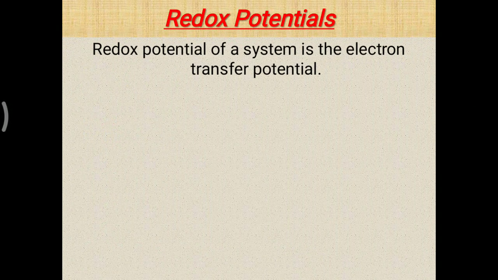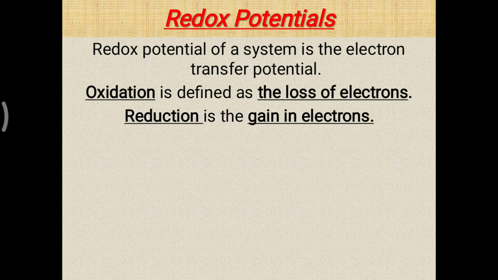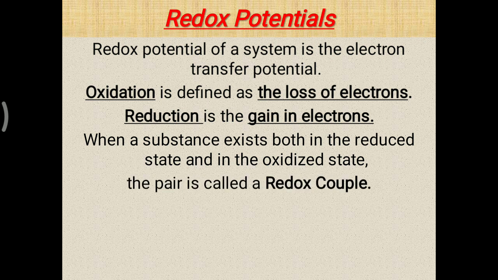Redox potential of a system is the electron transfer potential. Further, oxidation is defined as the loss of electrons, while reduction is considered as a gain in electrons. Oxidation and oxygenation are quite different, you have to remember. When a substance exists both in the reduced state as well as in the oxidized state, this molecule or pair of molecules is called a redox couple. Different redox couples you already know, that is NAD plus, NADH, FAD and FADH2. They are called redox couples. One is the oxidized and the other is the reduced state of the molecule.